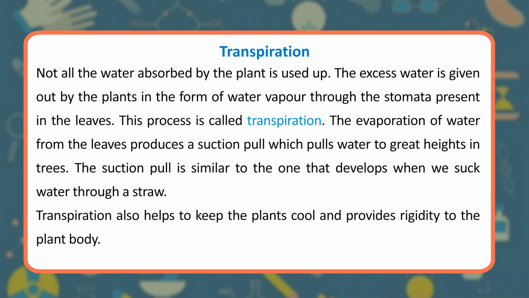Transpiration. Not all the water absorbed by the plant is used up. The excess water is given out by the plants in the form of water vapor through the stomata present in the leaves. This process is called transpiration. The evaporation of water from the leaves produces a suction pull which pulls water to great heights in trees. The suction pull is similar to the one that develops when we suck water through a straw. Transpiration also helps to keep the plants cool and provides rigidity to the plant body.